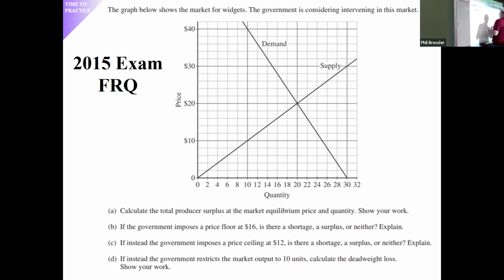All right, it's all the way up there. It's 10 units. All right, calculate the dead weight loss.